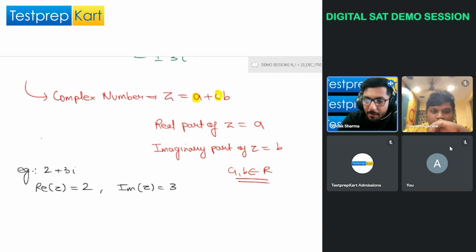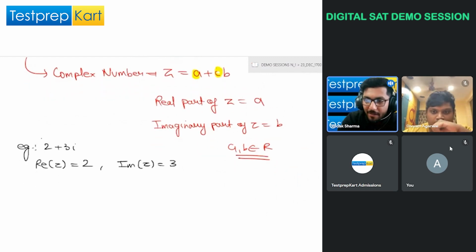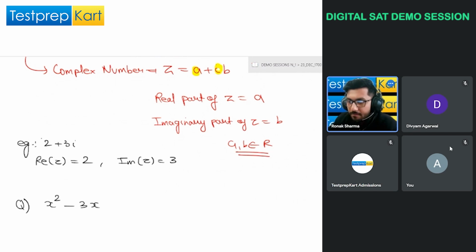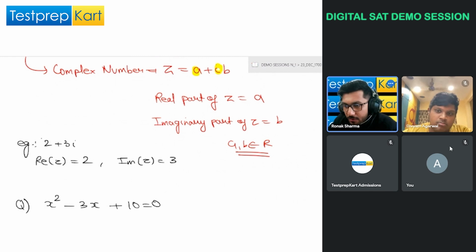Now the next thing that we can learn from here is basically we are going to jump on the properties of iota. But let us see one more thing. What is that? I'll give you one question. Let's say x square. Try to find the roots of it.